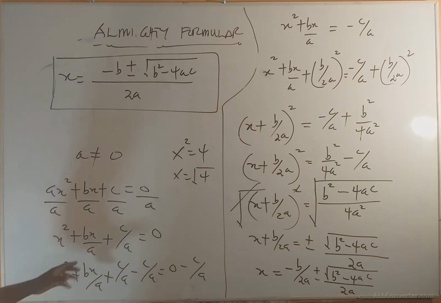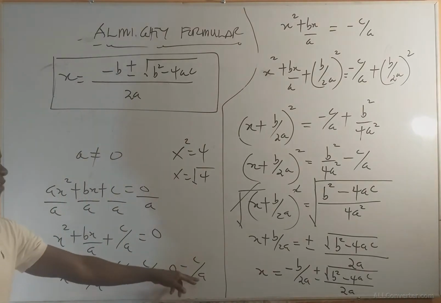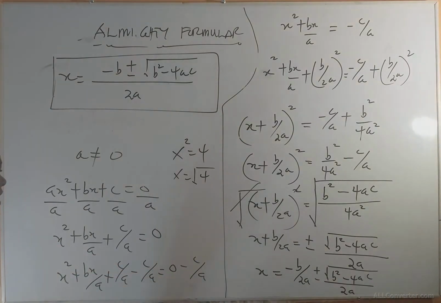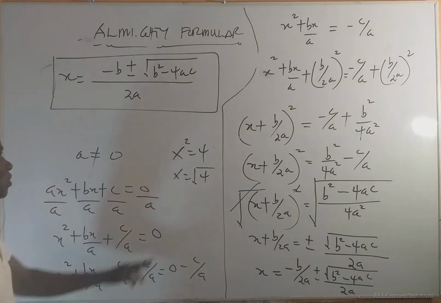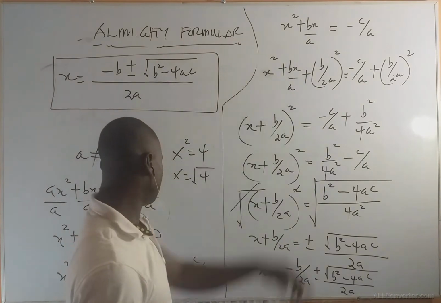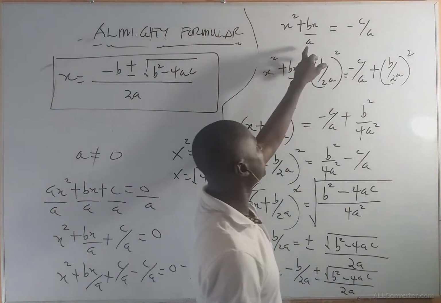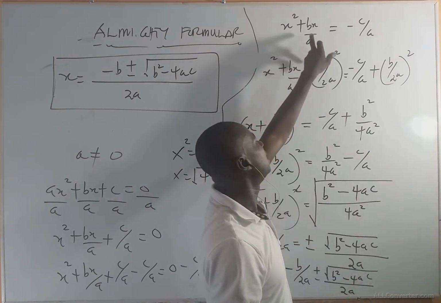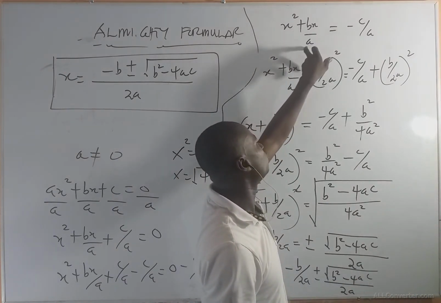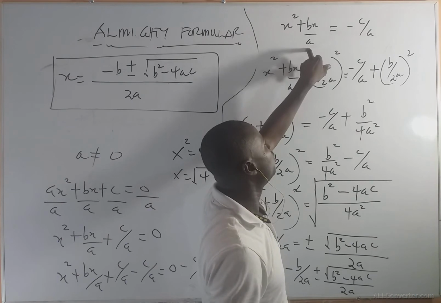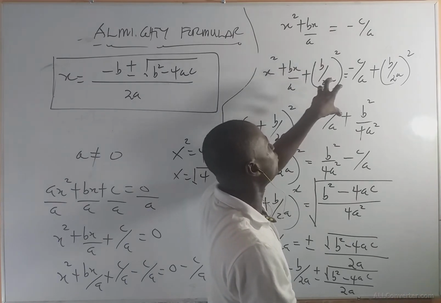So now we subtract c over a, that's the constant, from both sides. So we have x squared plus bx over a plus c over a. We subtract c over a from the left, then we subtract c over a from the right. Then in doing that, this is gone. Then we have x squared plus bx over a equals minus c over a, because 0 minus c over a is minus c over a. Then from here, we take half of the coefficient of the x, and the coefficient of the x is b over a. So half of b over a is b over 2a. Then we add the square of it to both sides.